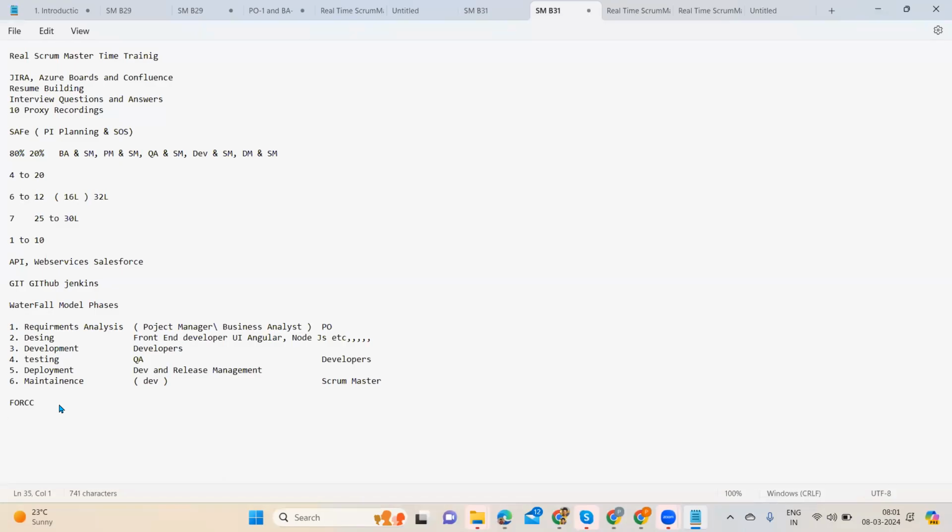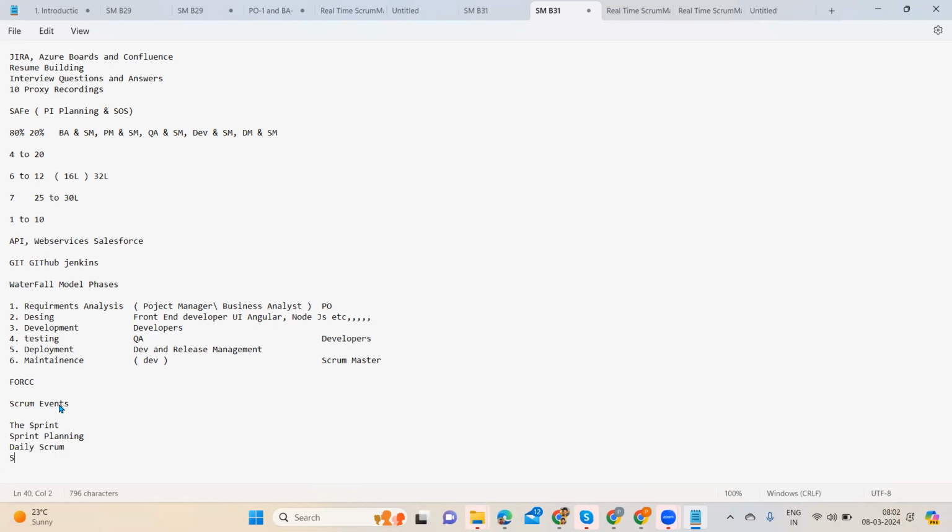So how many Scrum events are there? Five. When I ask how many Scrum events, you should tell five. It includes the sprint also. There are five Scrum events: the sprint, sprint planning, daily Scrum, sprint review, and retrospective.